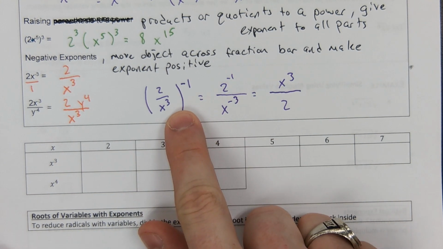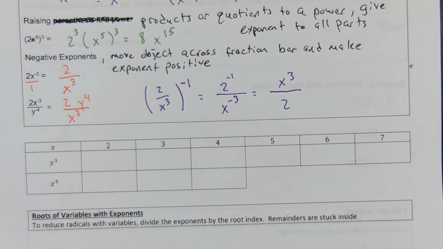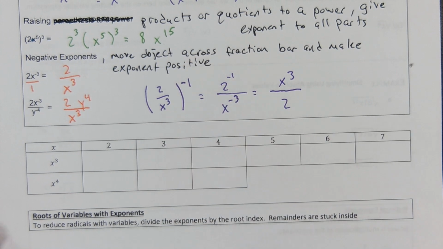But basically, anytime I see a fraction where the whole fraction has a negative exponent, yes, I flip the fraction over, and then I make that outside exponent positive. It does not affect the inside exponents, only the outside one. Cool with that?